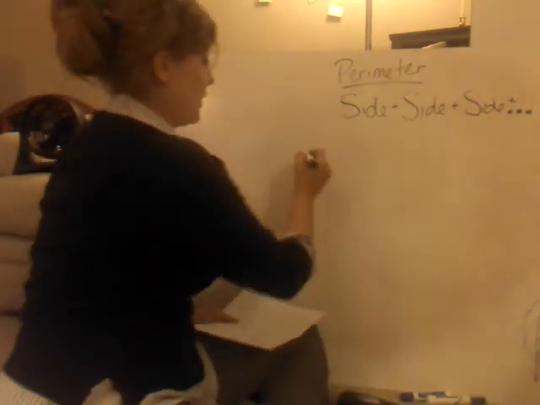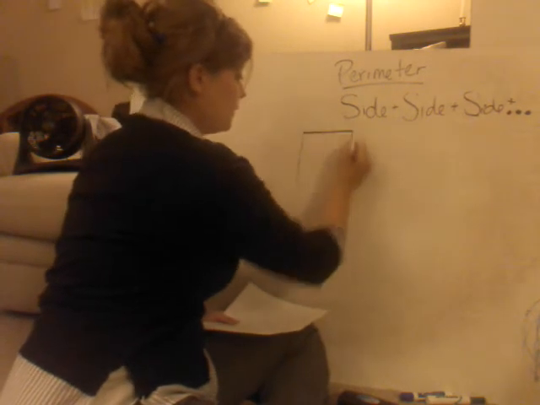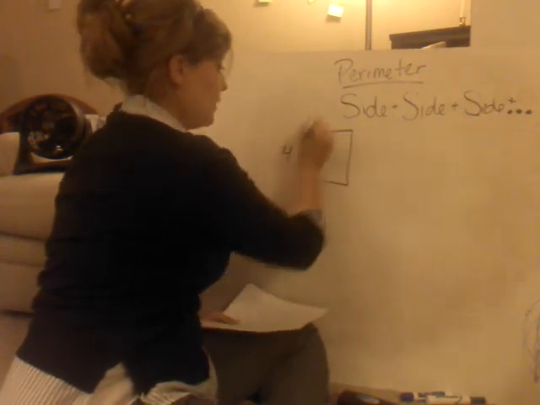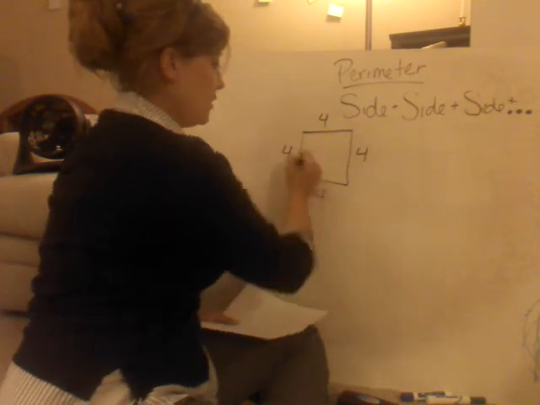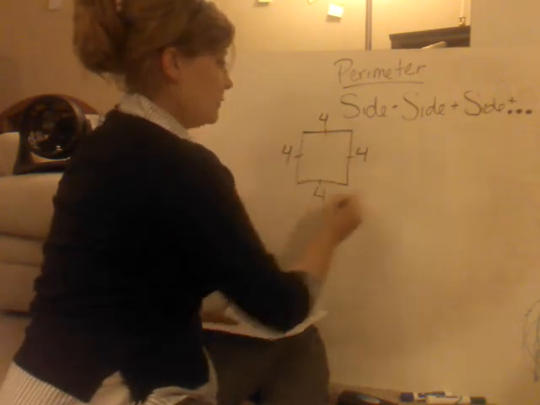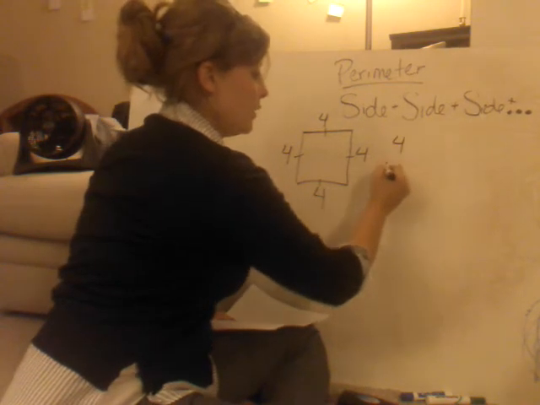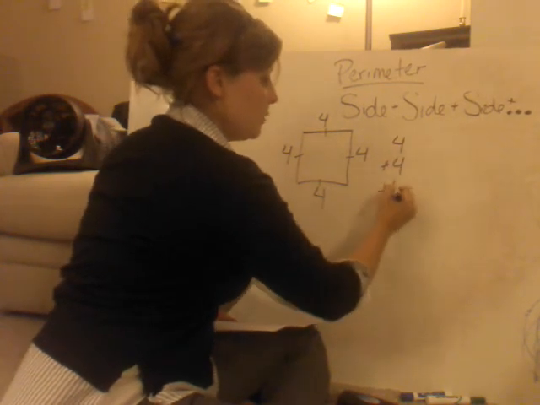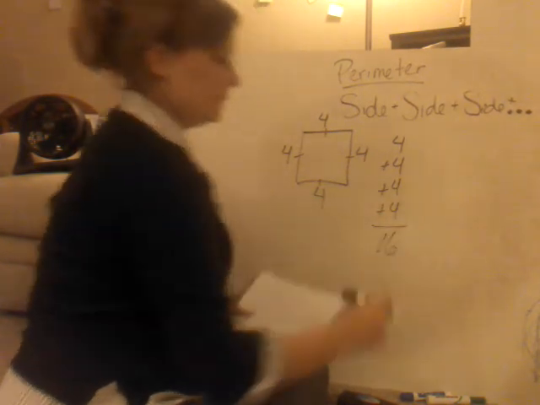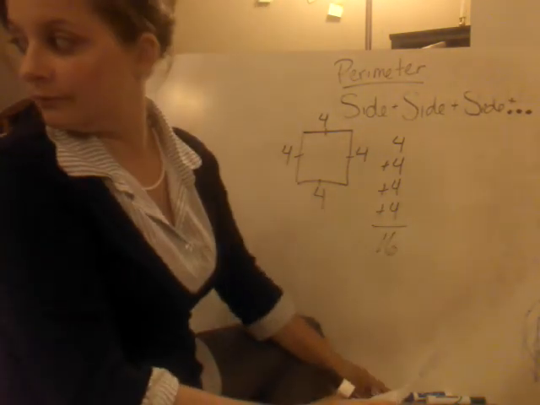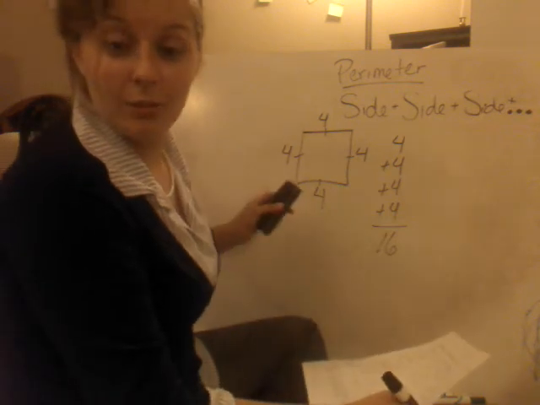Next, another square. So I've got 4, 4, 4, and 4. So these are all equal, so I know it's a square. I add up 4 plus 4 plus 4 plus 4, and I get 16.